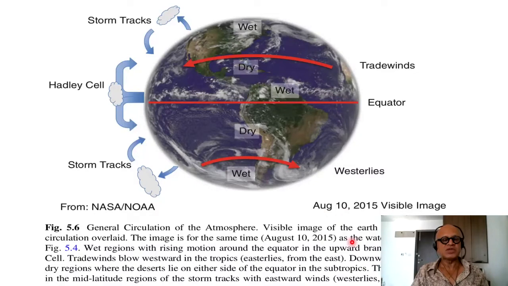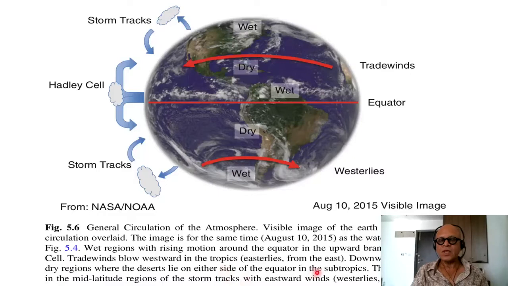A visible image of the Earth with the general circulation is overlaid, so you have in the background a visible image from a satellite, as the water vapor image in 5.4. So basically there are reasons why there are tilting structures, and there is the ITCZ in the low latitudes corresponding to the wet regions. So wet regions with rising motion around the equator in the upward branch of the Hadley cell. Trade winds blow westward in the tropics, so they are called easterlies. Downward motion in dry regions where you get deserts, and even the ocean has a desert with converging motion and basically no phytoplankton near the surface.